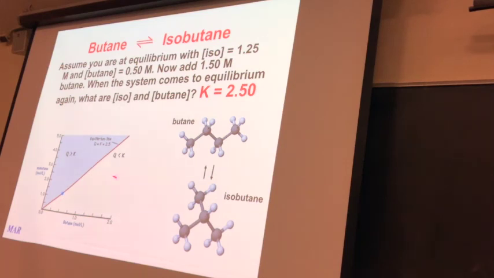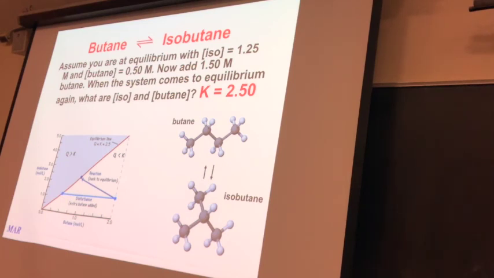If we add butane to the system, the equilibrium is disturbed, and the butane reacts to form isobutane until the equilibrium is reestablished. This little dot right here is the 1.25 isobutane and the 0.5 butane. It's these 2 points right here. It's right on that K value of 2.50.